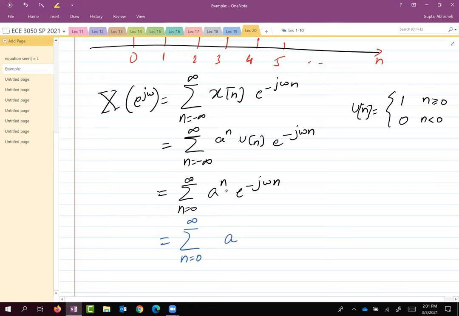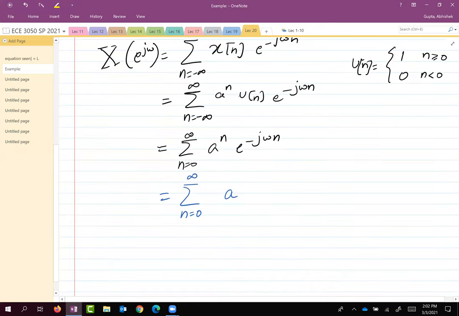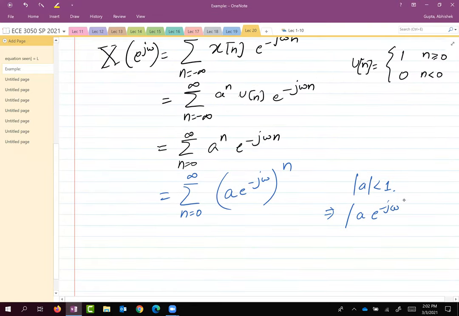So a raised to n, and this can be construed as e raised to minus j omega raised to n. So I can write it as a e raised to minus j omega, raised to n, where the absolute value of a is less than 1, which implies that the absolute value of a e raised to minus j omega is also less than 1.